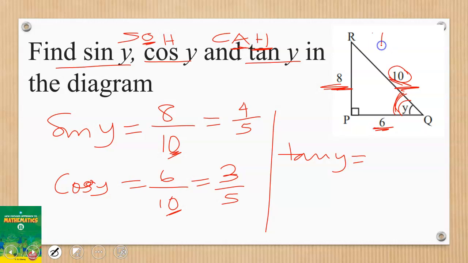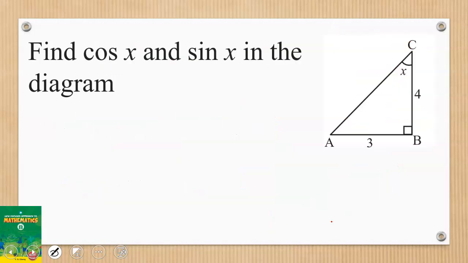Then the last one, we have to find tan y. And tan also comes with TOA, which is opposite over adjacent. So what is the opposite of y? It is 8. Adjacent of y is 6. So we divide that, and that also can be written as 2 divides the 8 as 4 and 2 divides the 6 as 3. And so we have 4/3 as our answer, or one whole number, 1/3. So that is that. Now let's see another example.